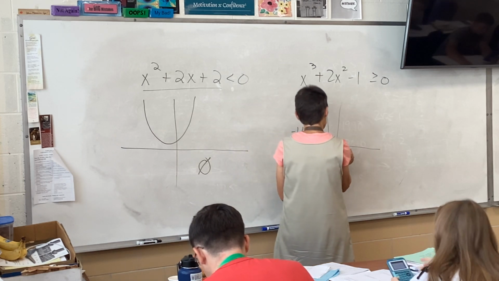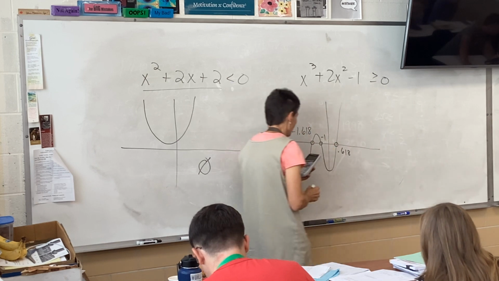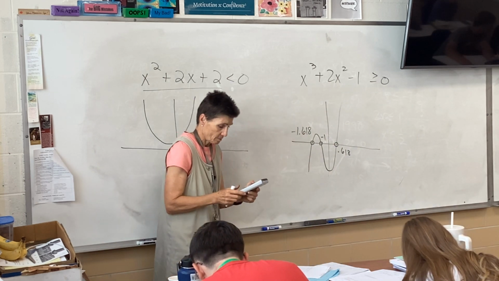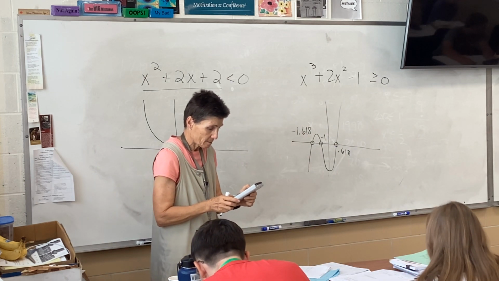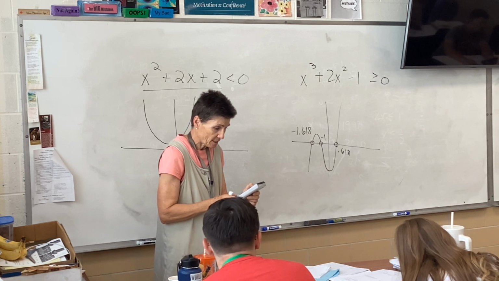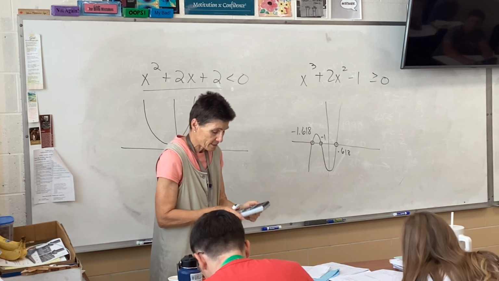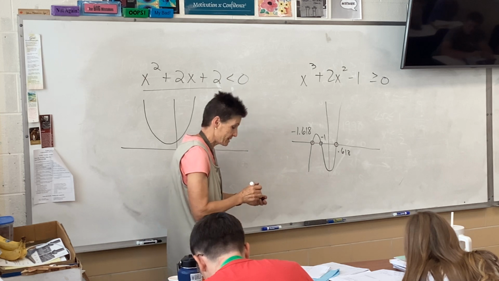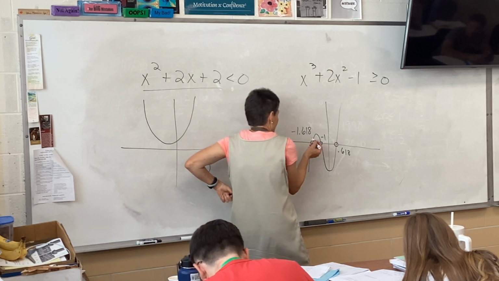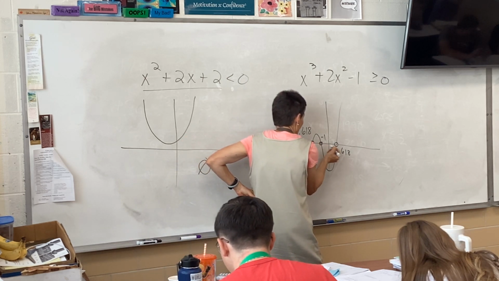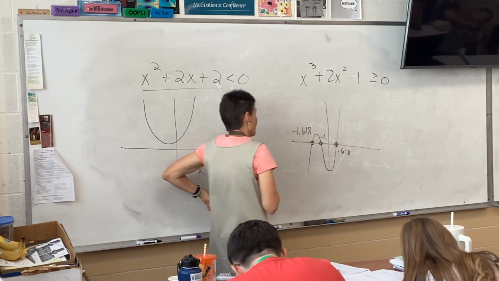And I got 0.618 for that one. So, am I on the right track? Anybody matching any of those? Yeah. So we're second calc 0, because these points are zeros. They're where the function equals 0.